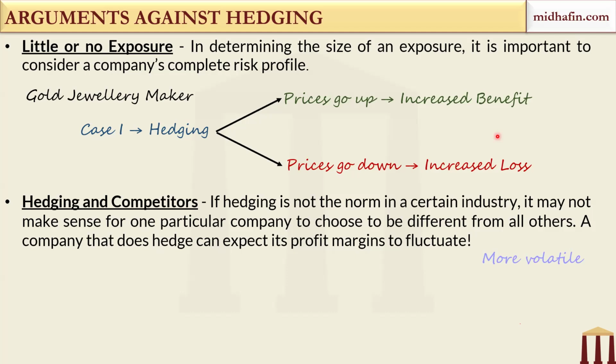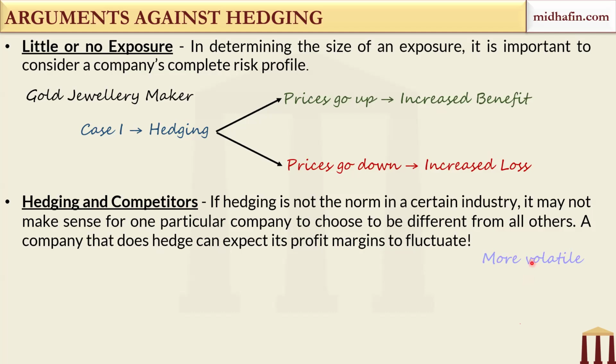They may alter their making charges to increase their profits. That is the only level of change that can happen in case of jewelry. But the amount, because of the gold part, cannot change. So in this case, because of hedging, there is a possibility of increased loss. And a company that does hedge will expect its profit margins to fluctuate. So sometimes benefit is more, sometimes loss is more. So obviously it is more volatile.